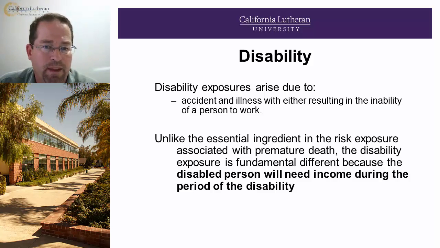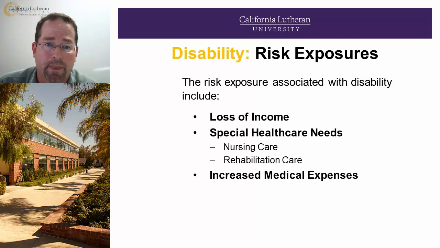Regarding disability, disability exposures arise from accident and illness, with either resulting in the inability of a person to work. Unlike the essential ingredient in risk exposure associated with premature death, the disability exposure is fundamentally different because the disabled person will need income during the period of disability. The risk exposure associated with disability includes loss of income, special health care needs, nursing care, rehabilitation care, and increased medical expenses.